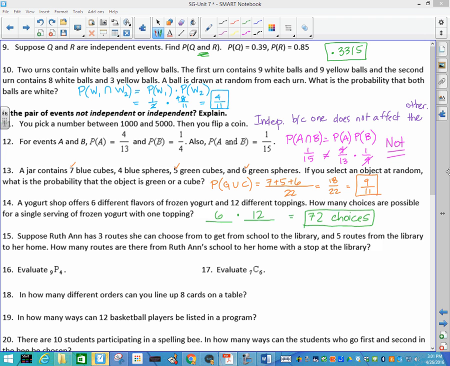Suppose Ruth Ann has 3 routes she can choose from to get to school, the library, and 5 routes from the library to home. How many routes are there from Ruth Ann's school to her home with a stop at the library? So, similarly, we have 2 choices. We have 3 routes from school to the library. We have 5 routes from library to home. So how many different routes are possible? 15 routes. Again, numbers larger than 1.